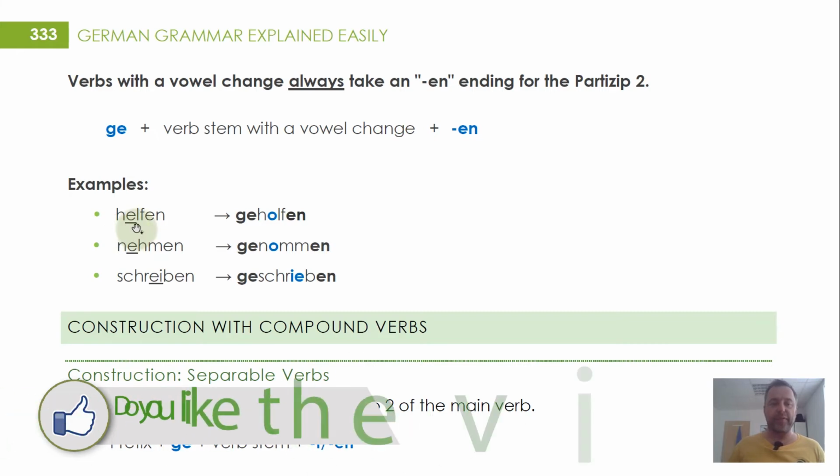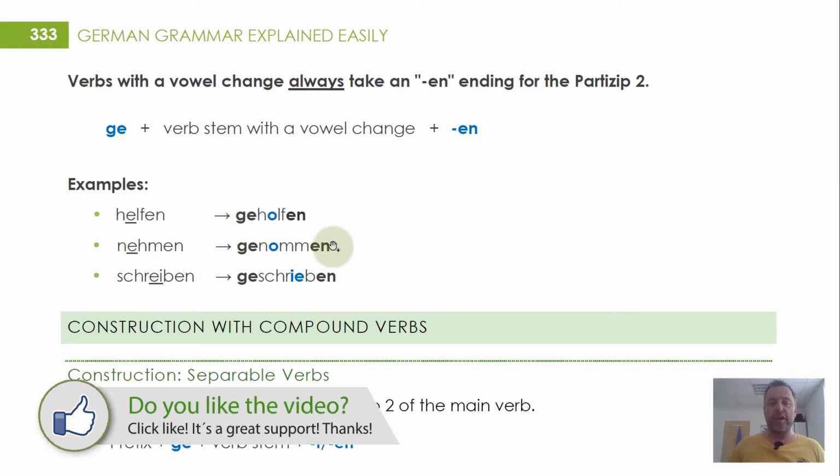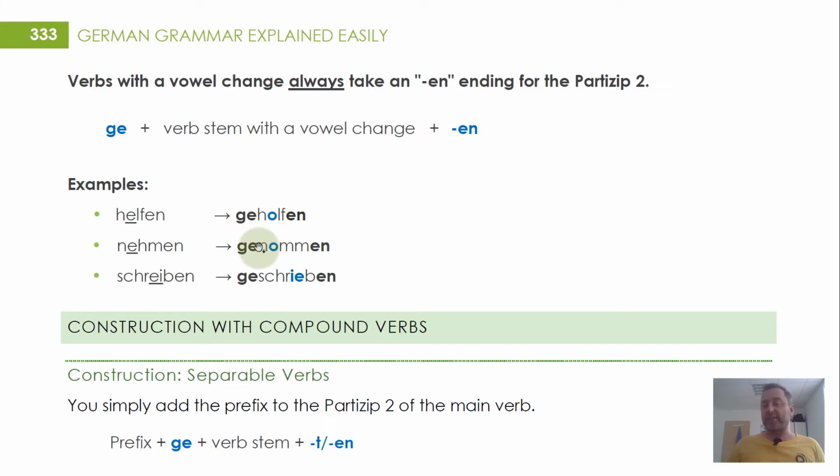So helfen, for example, changes to geholfen. The E becomes an O. In present tense, it's an I. In the past participle, it's an O. Don't ask me why. It's like this. You have to learn that.